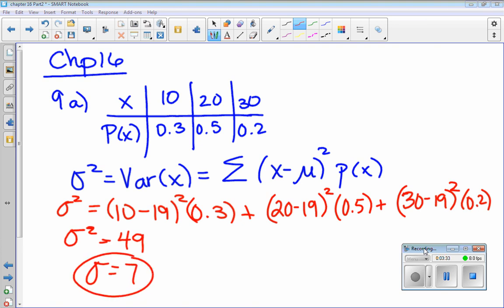Question? Say there was another number like 40, and the probability of x was 0.3. So you just do plus 40 minus 19, squared, times that probability. It's the same thing. What if there was another number added on? Would you just follow the same pattern? Sure. But in a probability distribution, what do all the probabilities have to add to? So I know I have all the outcomes, right?